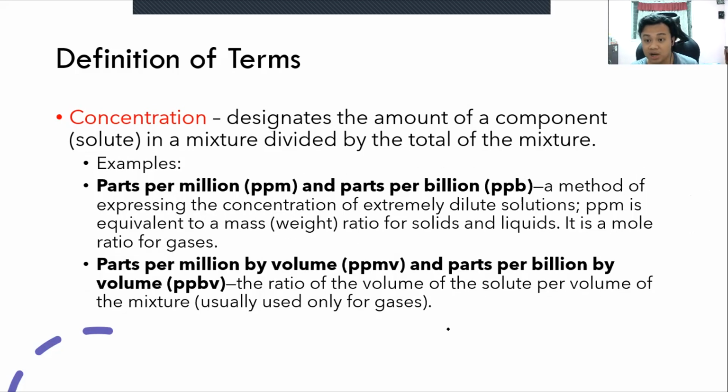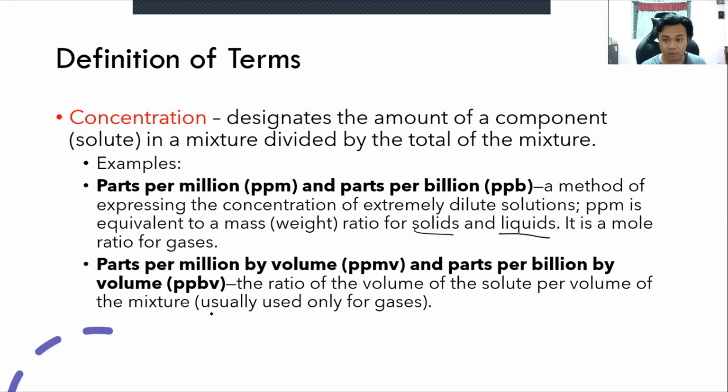And then we also have our parts per million and parts per billion. It is a method of expressing the concentration of extremely dilute solutions. ppm is equivalent to a mass or weight ratio for solids and liquids, and it is a mole ratio for gases. If you are given the ppm of gases, it always means a mole ratio, on a mole basis. And for solids and liquids, it always denotes a mass basis.